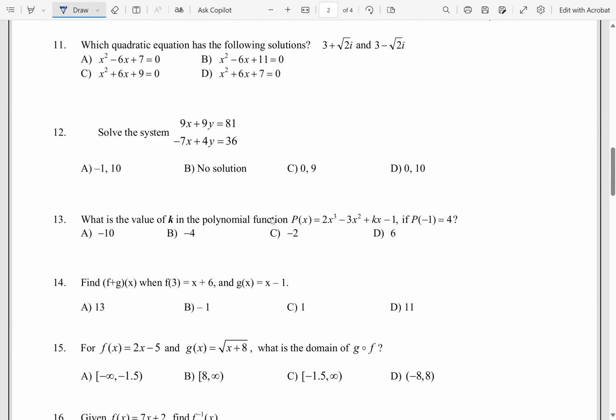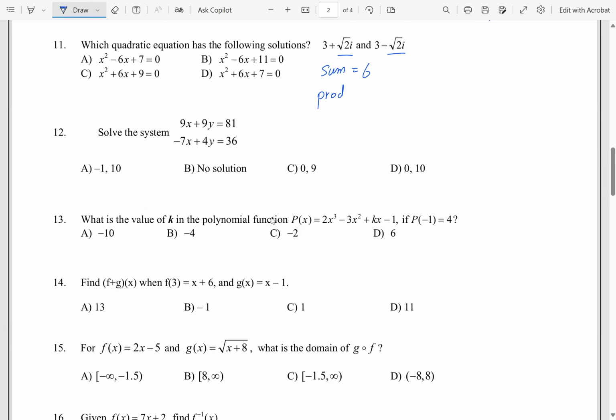Question number 11. Which quadratic equation has the following solutions? 3 plus root 2i and 3 minus root 2i. First of all, you get the sum of the roots just by adding. 3 plus 3 is equal to 6. And the imaginary part plus its inverse is 0.